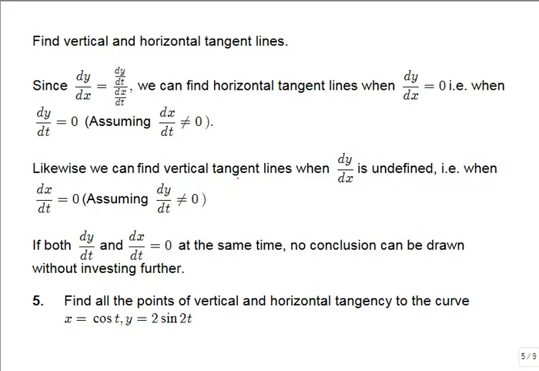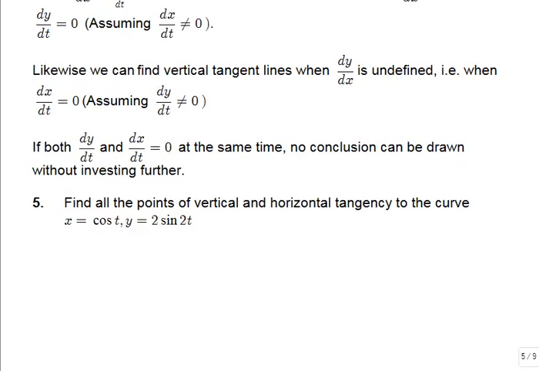Likewise, to find a vertical tangent line, that's going to be when our dy dx is undefined. And a fraction becomes undefined when its denominator is 0. So we're going to find our vertical tangent lines by setting this denominator, which is dx dt, equal to 0. And again, we want to assume there that the top is not also 0 at the same time. If both the dy dt and the dx dt are both 0 at the same time, then no conclusion can be drawn without further investigating.